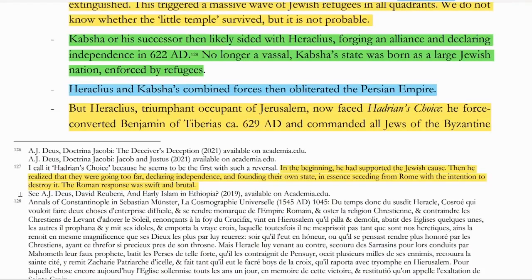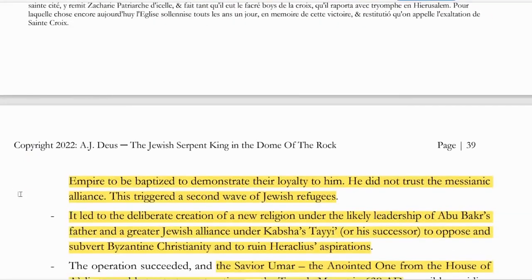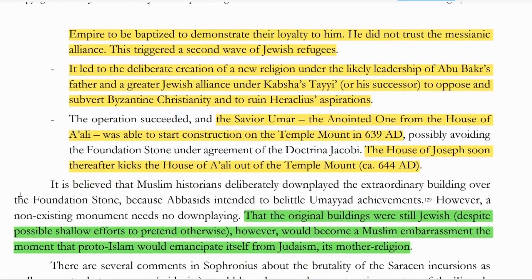But Heraclius, triumphant occupant of Jerusalem, now faced Hadrian's choice. He force converted Benjamin of Tiberias circa 629 AD and commanded all Jews of the Byzantine Empire to be baptized to demonstrate their loyalty to him. He did not trust the Messianic alliance. This triggered a second wave of Jewish refugees. So in both cases, this distrust of the Jews was what led to the turnaround.